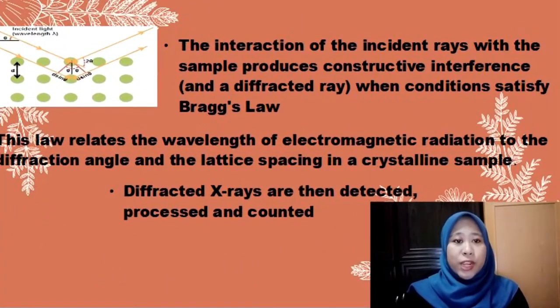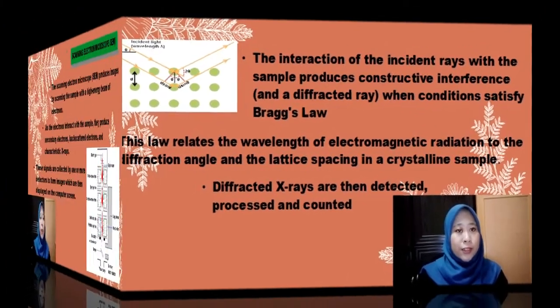Next, the interaction of the incident rays with the sample will produce constructive interference and a diffracted ray when conditions satisfy Bragg's law. The figure shows that this law relates the wavelength of electromagnetic radiation to the diffraction angle and the lattice spacing in a crystalline sample. So, the diffracted X-rays are then detected, processed, and counted.